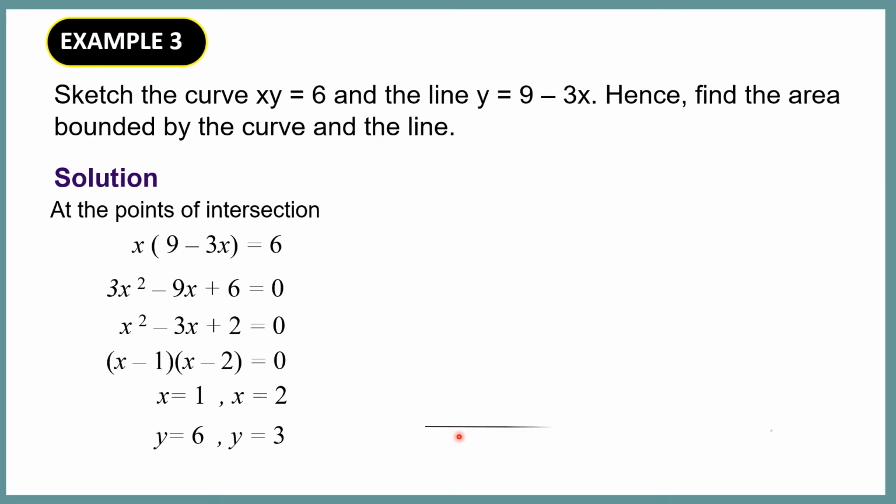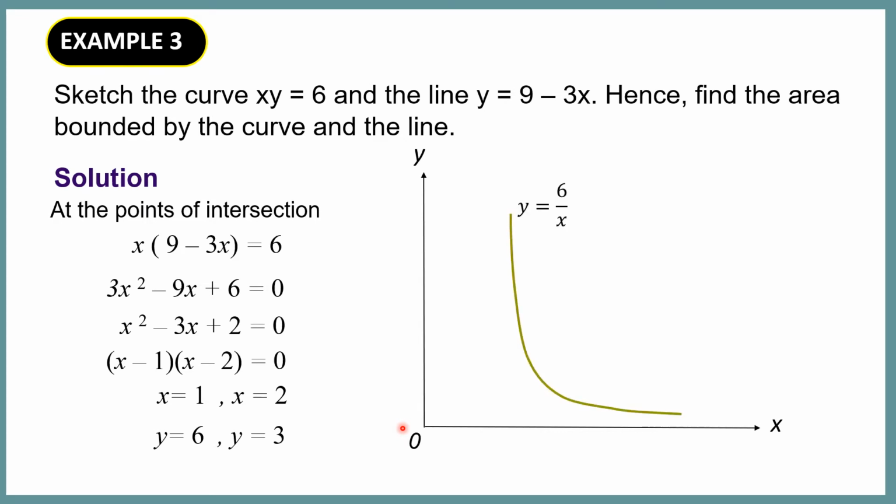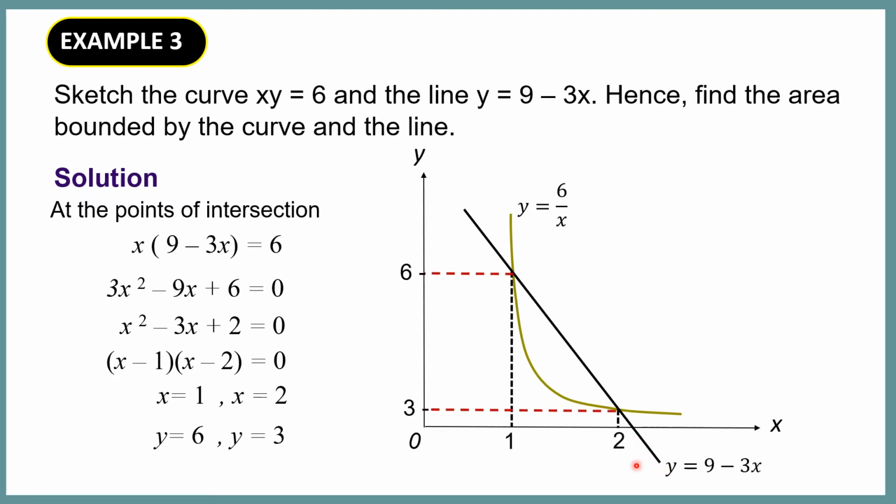So now let's sketch the x-axis, the y-axis, the curve y equals 6 over x, followed by the straight line y equals 9 minus 3x. The straight line and the curve intersect at the point x equals 1, y equals 6, or x equals 2, y equals 3. Take note, the sketch is not drawn to scale. Hence, the area is given by the shaded region.